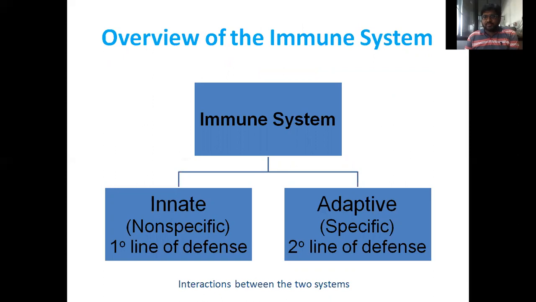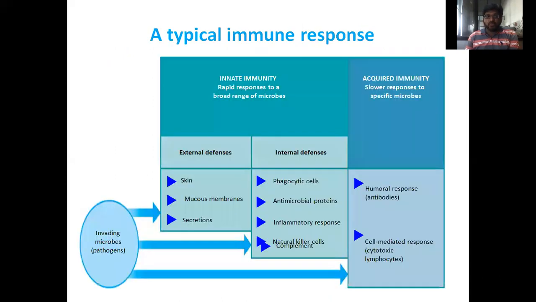There are two types of the immune system. First one is innate immunity. Second one is adaptive immunity. Innate immunity is known as the non-specific first-line defense immune system, and adaptive immunity is known as the specific second line of defense immune system. So this is the chart of the typical immune response.